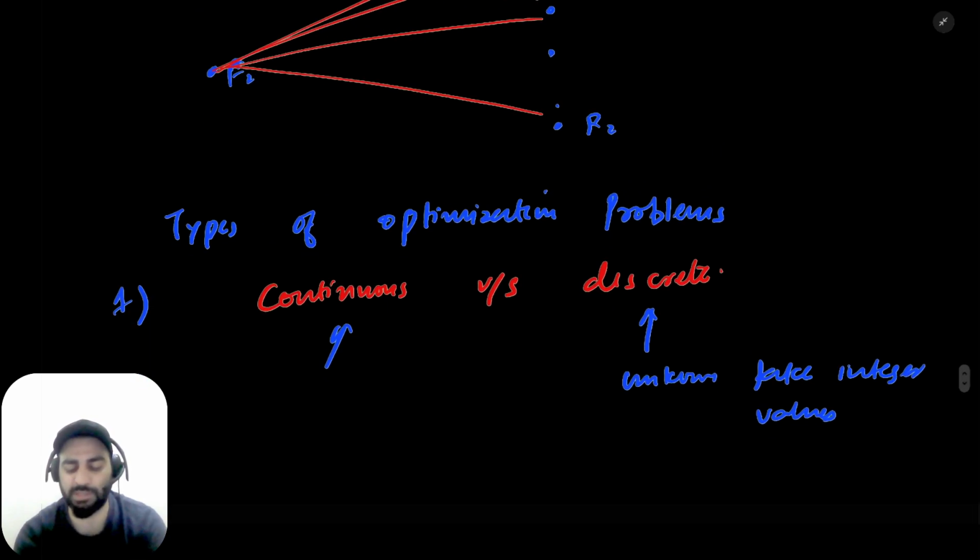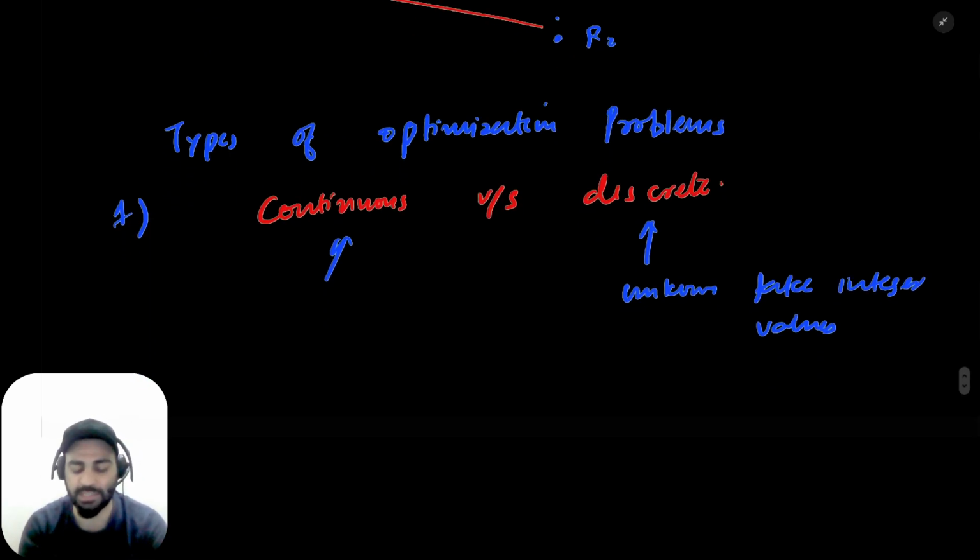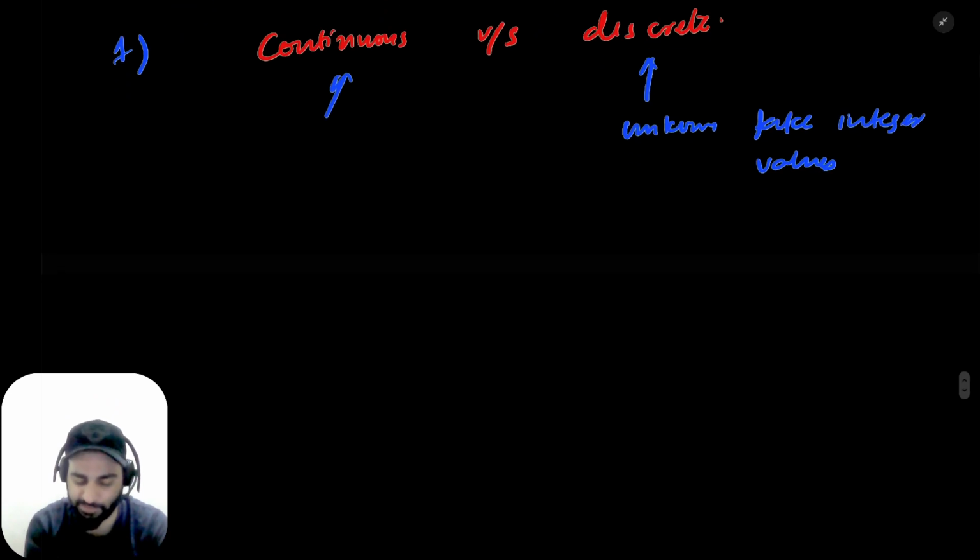So integer programming problems are basically a type of discrete optimization, because the problems may contain non-integer or binary variables. This is the first type, continuous versus discrete, and it needs more discussion, which we'll see further. I just want you to know these terms as of now.